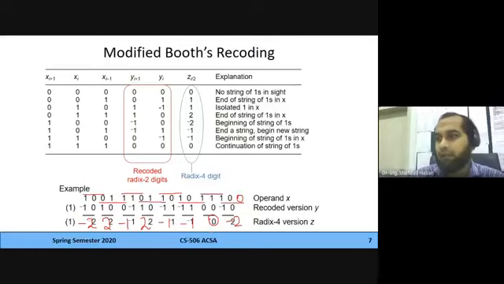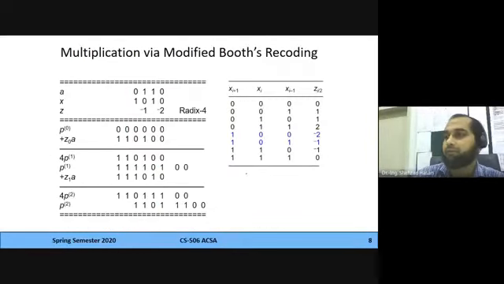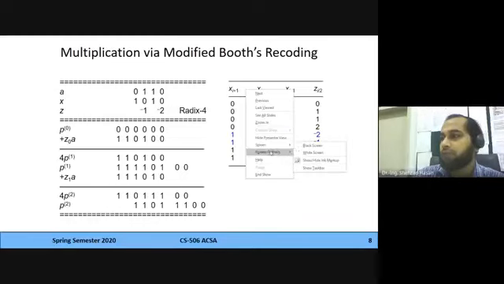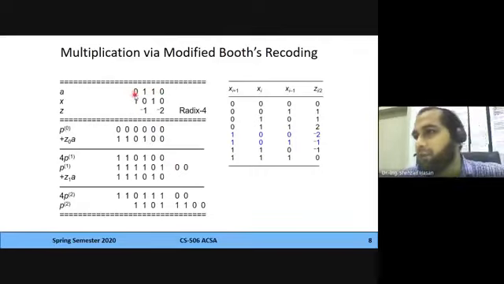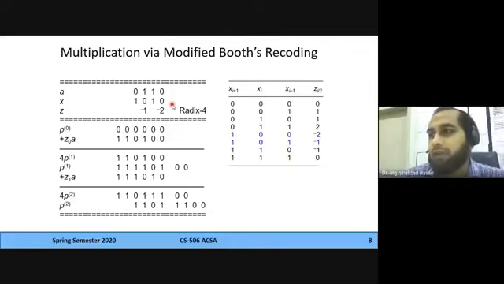Okay, so this is what we did as well. So let's take an example here. This is an example of two numbers that we need to multiply: 0110 and 1010. You did that previously with Radix 2.